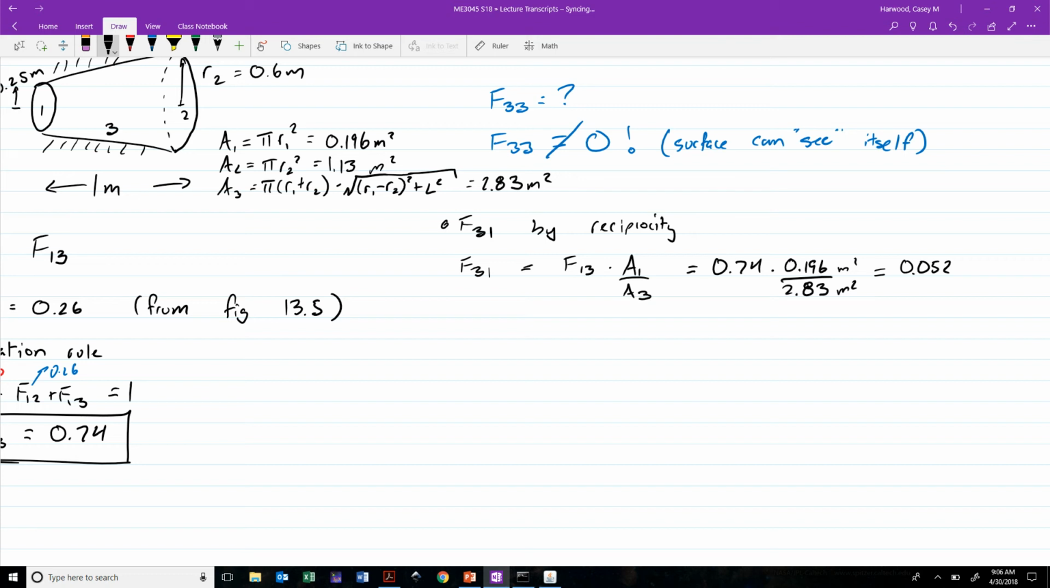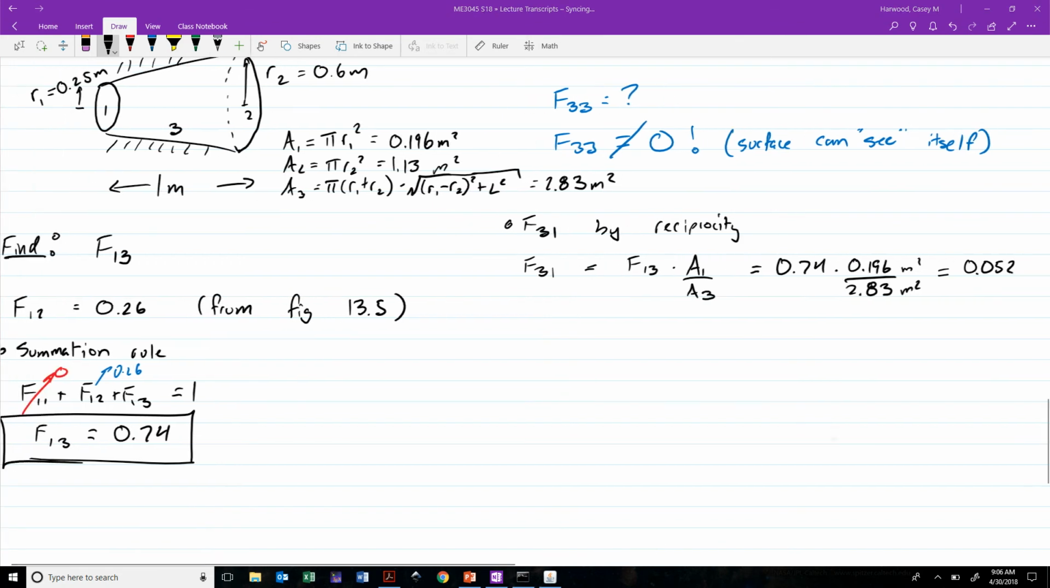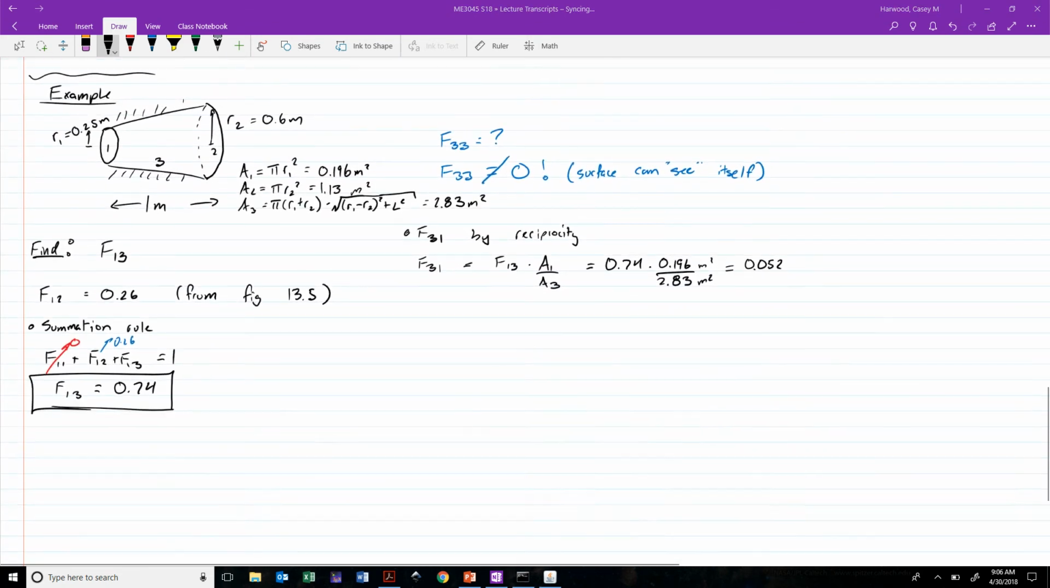Okay, so we've got F31. We want F33. Which one would we? What's the missing link? If we want to use the summation rule, we need F32. Okay, F32 is a little bit more involved to find, so we have to figure out now how to trace backwards, find F32. So there we go. So we need F32.